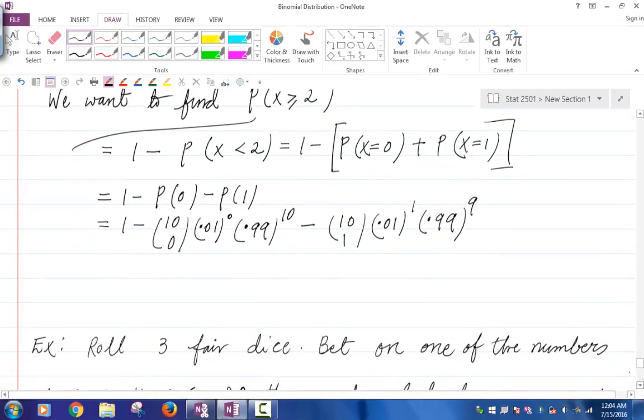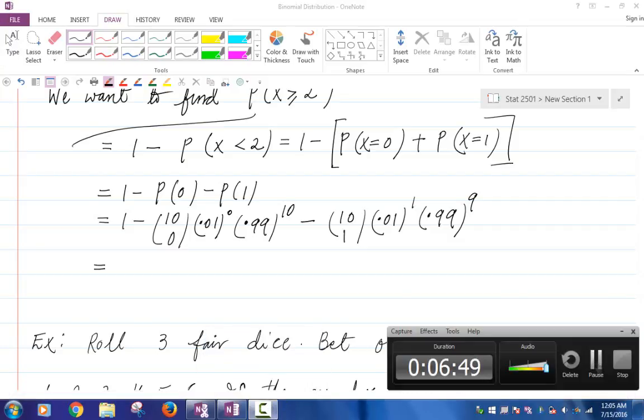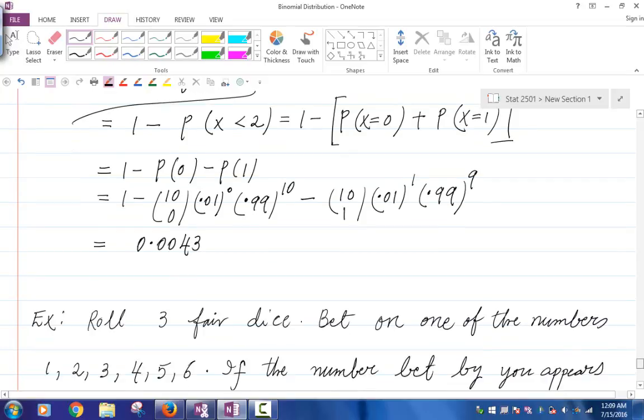And finally, the final answer can be calculated from your calculator. Let me do that and pause. And from the calculator we get that this is going to be 0.0043. Alright, so that's the end of the solution.